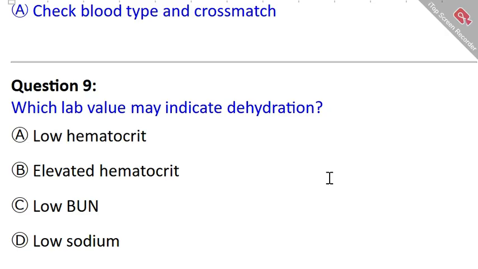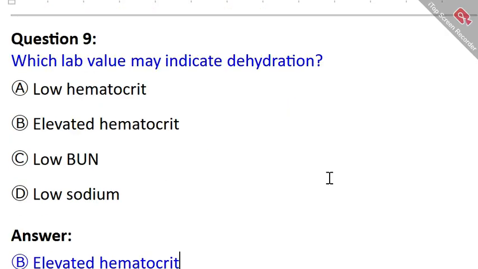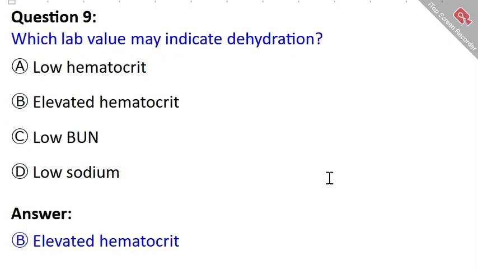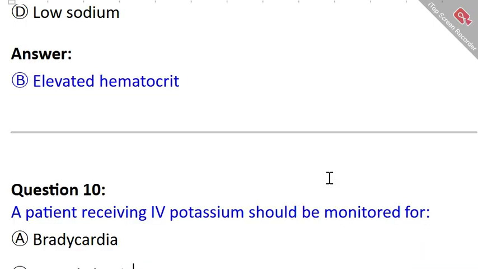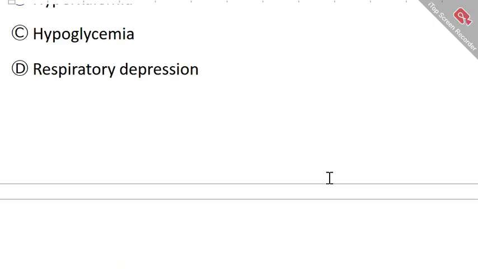The correct answer is option B, elevated hematocrit. Elevated hematocrit indicates dehydration. Let's move to question number 10.